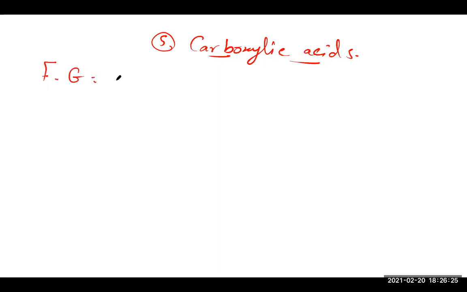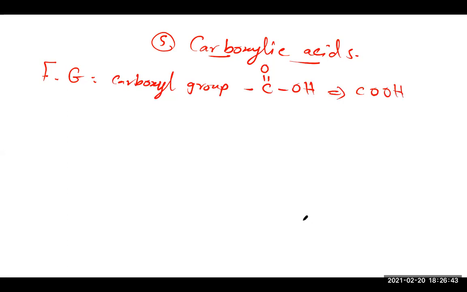So this will be one. I think this one will be 4 or 5. So this one will be carboxylic acids. And the carboxylic acid, we have a functional group, and the functional group for the carboxylic acid will be a carboxyl group, and the carboxyl group will have the formula C double bond O, OH. So this can be written like this, COOH. This one is called a carboxyl group.